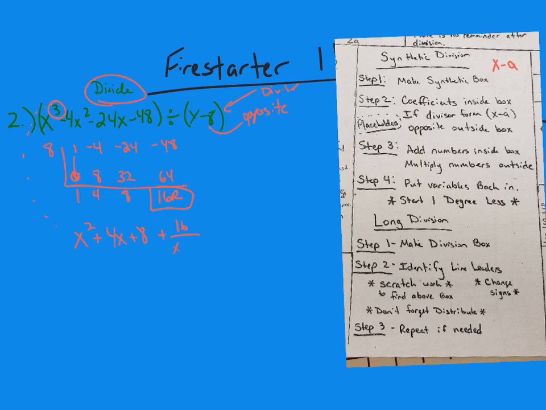So it's 16 over x minus 8. And that's your answer right here: x squared plus 4x plus 8 plus 16 over x minus 8.